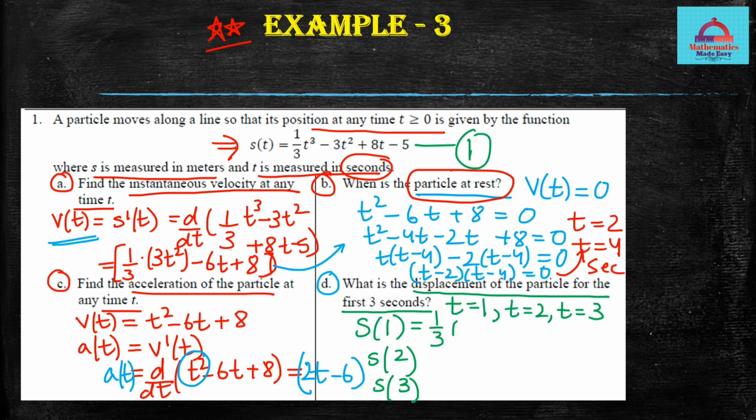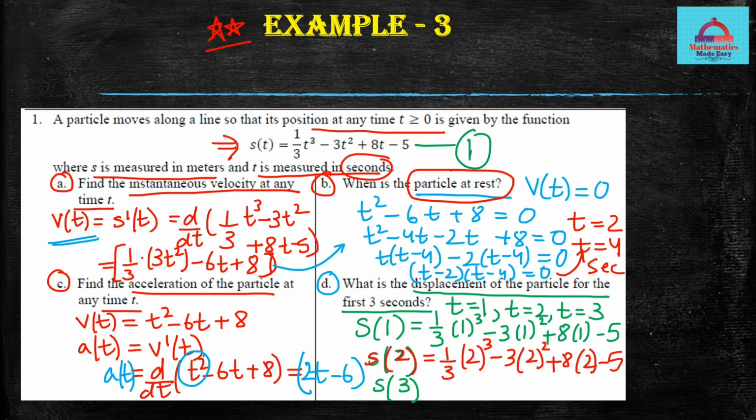So 1 by 3 times 1 cube minus 3 times 1 square plus 8 times 1 minus 5. That would be the first one. Maybe it will be good to change color here. So s of 2 I'm denoting with red ink will be 1 by 3 times 2 cube minus 3 times 2 square plus 8 times 2 minus 5. So if you see here, I'm just doing substitution. Let's do for the third one.